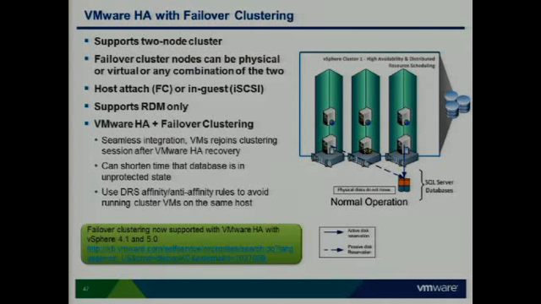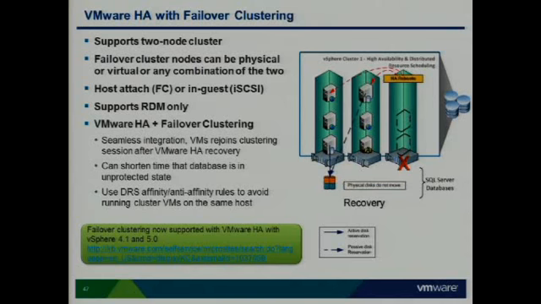But if you combine HA with failover clustering, you get best of both worlds. You still can't vMotion, but HA will reboot the failed cluster node to another host to shorten the amount of time the database is in an unprotected state. If you want more information about the clustering support, you can look at this link down here, and that'll take you to the KB article.